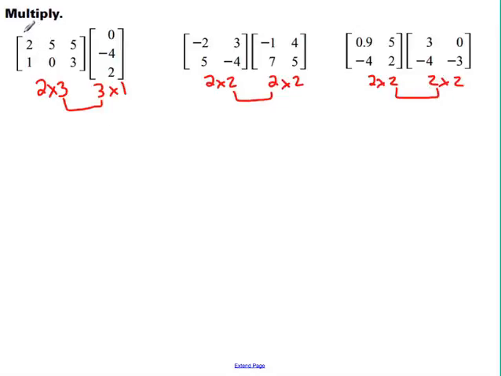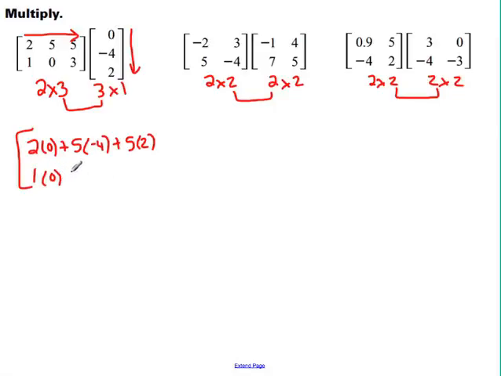Okay, let's multiply these. As I go across, I'm going to use row 1. I'm going to multiply by column 1. So I'll be going down that way. So I have 2 times 0 plus 5 times -4 plus 5 times 2. That's pretty easy. To get the second row and the first column, I'll just take 1 times 0 plus 0 times -4 plus 3 times 2.